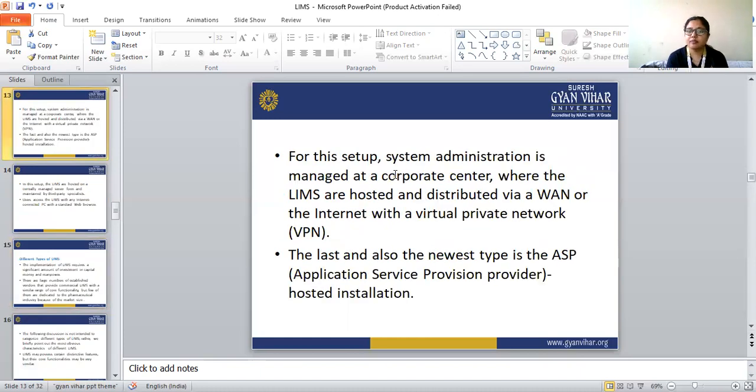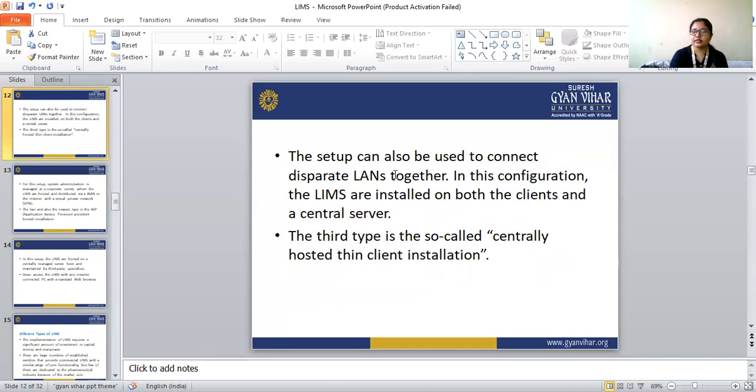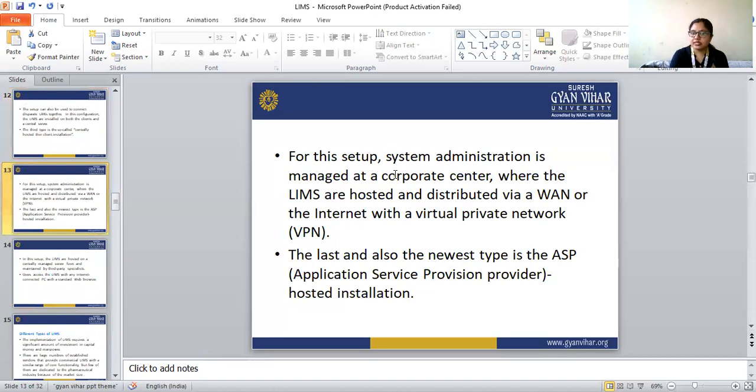For this setup, system administration is managed at a corporate center where the LIMS are hosted and distributed via a WAN. So when we are setting up this third architecture, centrally hosted thin client installation, the system administration is managed at a corporate center.